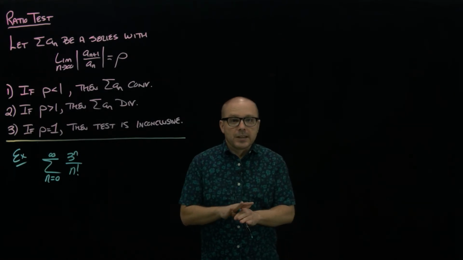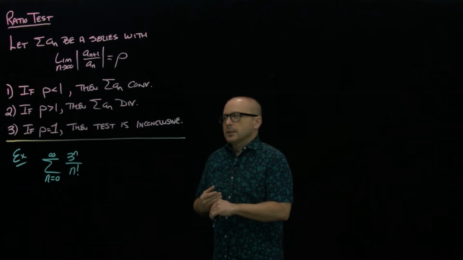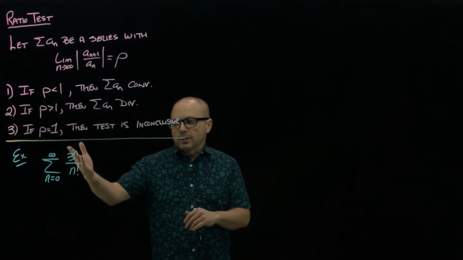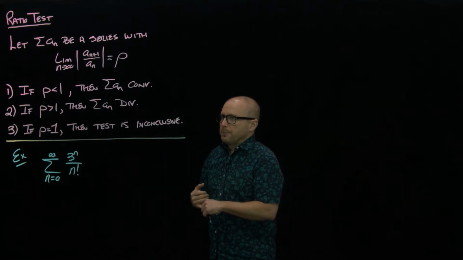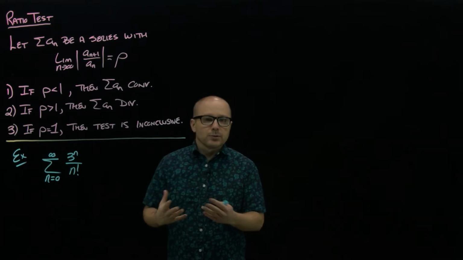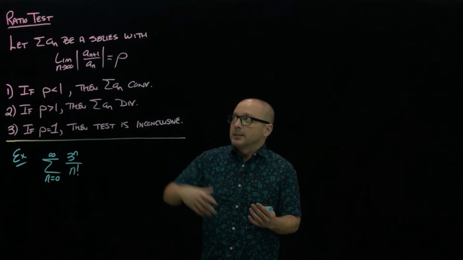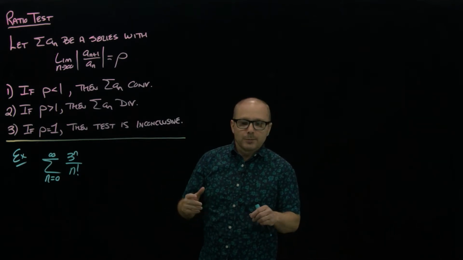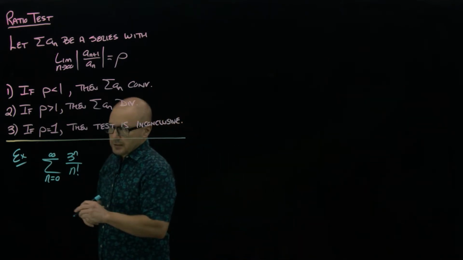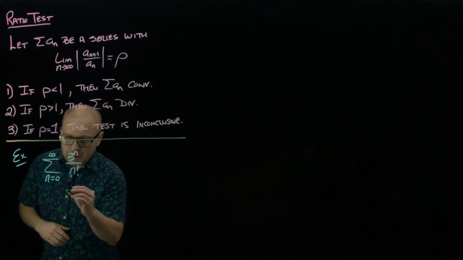So let's look at an example of using the ratio test. Here's a series from 0 to infinity, 3 to the n over n factorial. And the nice thing is there's nothing for us to check ahead of time, right? Ratio test says that can be any series. If the rho comes out right, then we're good. So let's just jump into it, set up our limit.